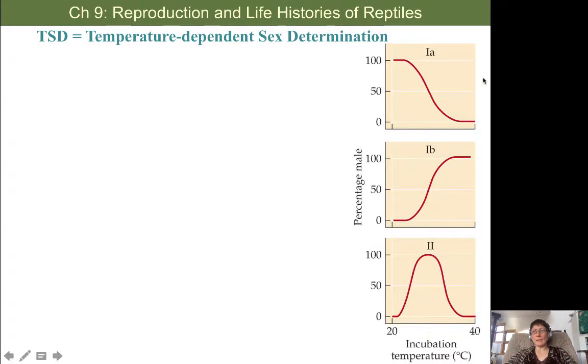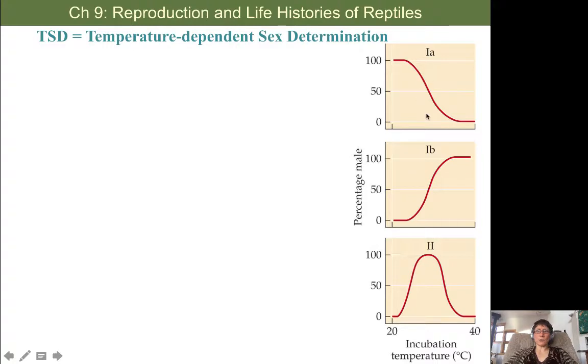As you can see, pattern 1 is subdivided into an A and a B, and it's drawn very simply here to show you that in pattern 1A, it's the lower temperatures that produce the males, and the higher temperatures that produce the females. In 1B, it's just the opposite. It's the low temperatures that produce females and the high temperatures that produce males.